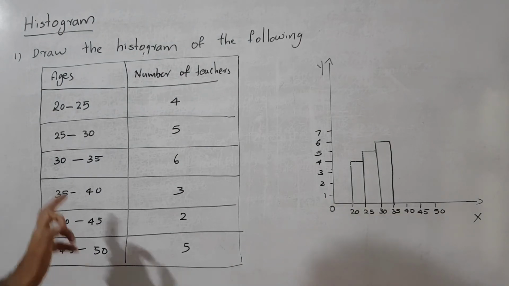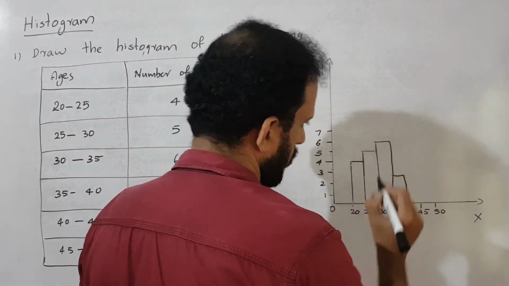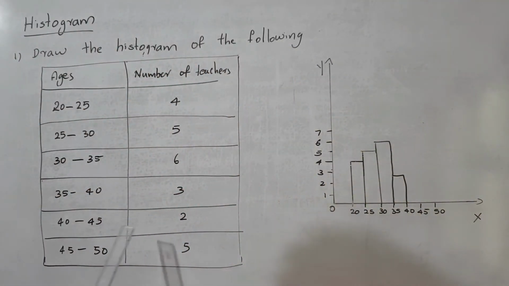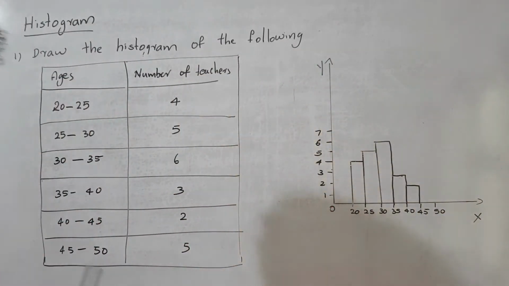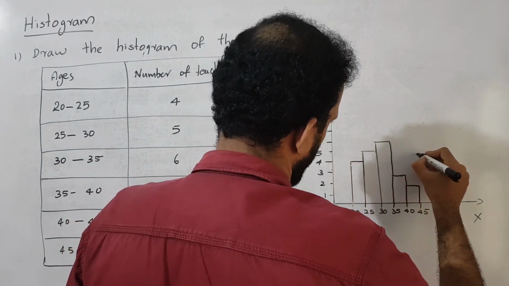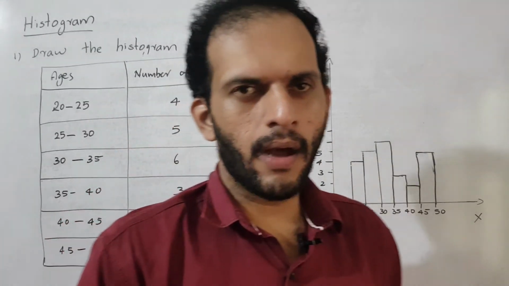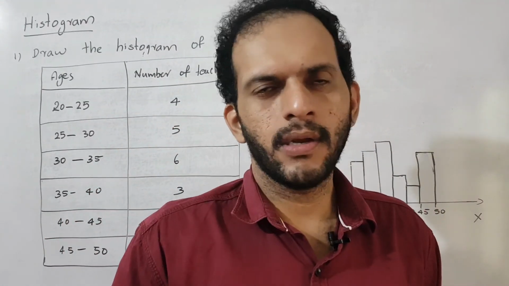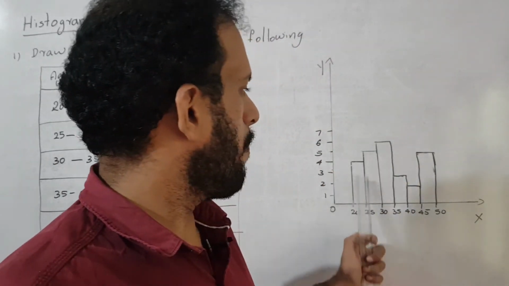Then 35 to 40, the frequency is 3. Then 40 to 45, the frequency is 2. The last one, what is the frequency of 45 to 50? 45 to 50 is 5. Then the same, 5. As like this we represent the graph. I told you, don't draw by hand, use the ruler scale to draw the bar.